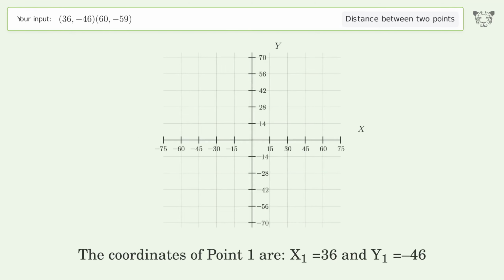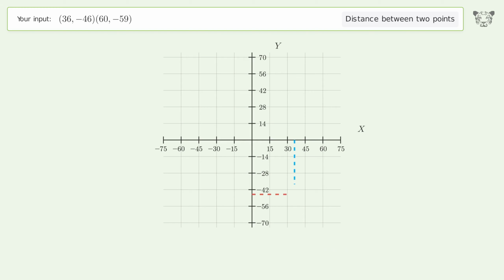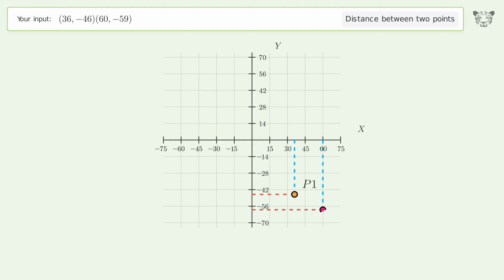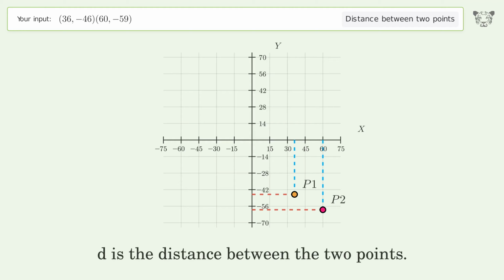The coordinates of point 1 are, x1 equals 36 and y1 equals negative 46. The coordinates of point 2 are, x2 equals 60 and y2 equals negative 59. D is the distance between the 2 points.